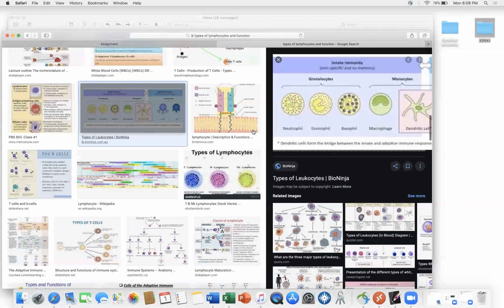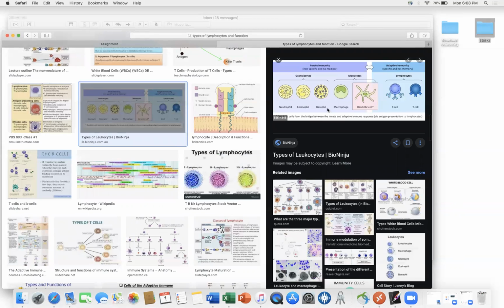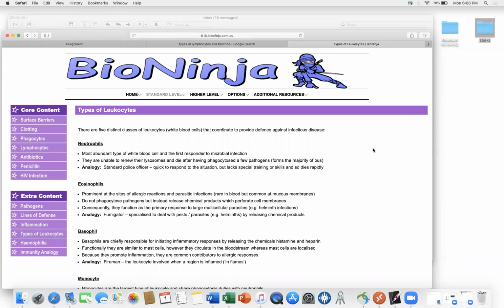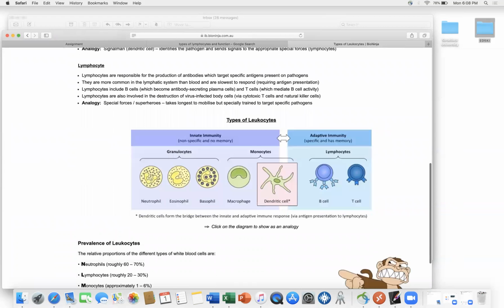Okay, let's start off with some basics first. Lymphocytes, or white blood cells, are categorized into two major types: granulocytes and agranulocytes. Now the granulocytes make sense because they've got little granules in them. Those are the neutrophils, eosinophils, and basophils. And monocytes and lymphocytes are the agranulocytes because they don't have any granules in them. So you have your granulocytes here and your agranulocytes here.